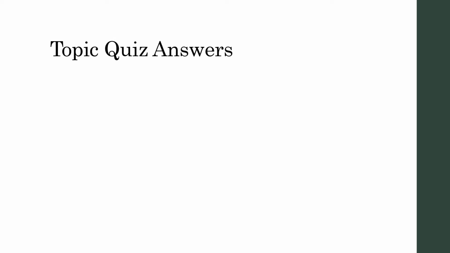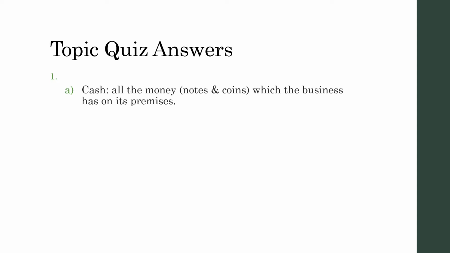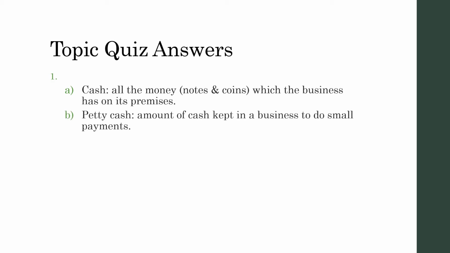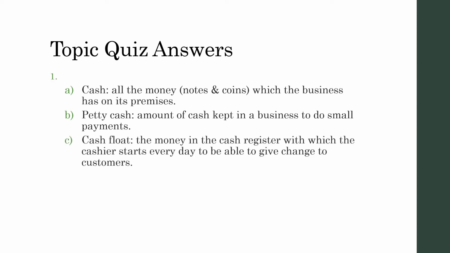Topic quiz answers. Question 1. You had to define first cash. Cash is all the money, notes and coins which the business has on its premises. Petty cash, the amount of cash kept in a business to do small cash payments. And cash float is the money in the cash register with which the cashier starts every day to be able to give change to customers. And number 2, the source document used for small cash payments recorded in the petty cash book is the petty cash voucher.